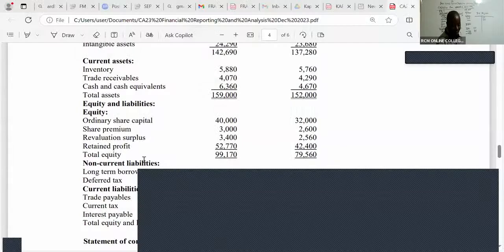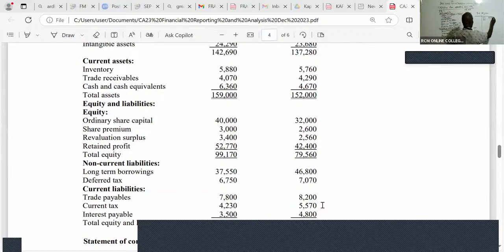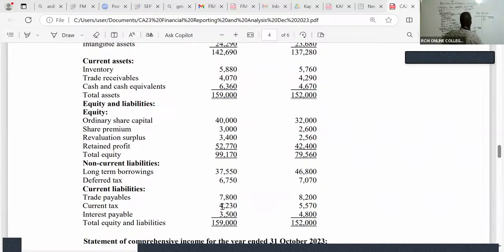What do I have here, ladies and gentlemen? I can see the current tax for 2022 was 5570. Current tax carried down for the other year is 4230. Then we have deferred tax 2022, which is 7070. Deferred tax 2023 is 6750. Like that. So once you do that, what will follow?